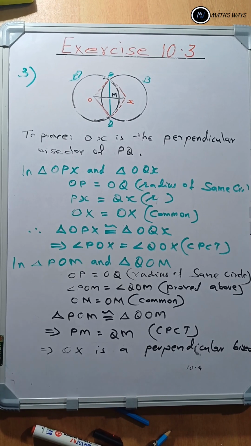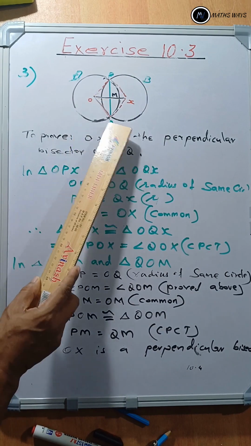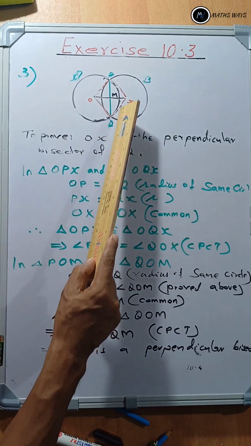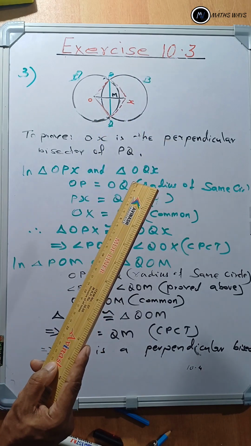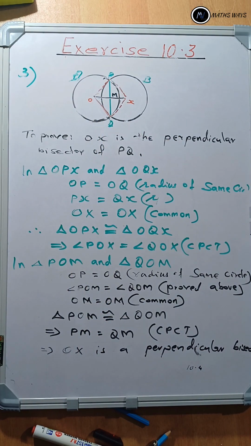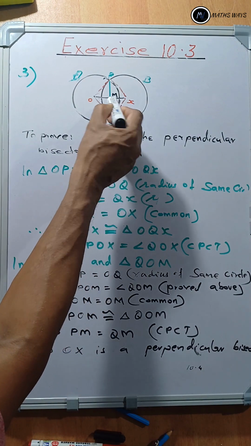For proving this, we join OP, OQ, OX and PX. We joined these, and the midpoint, the point of intersection, is marked M.